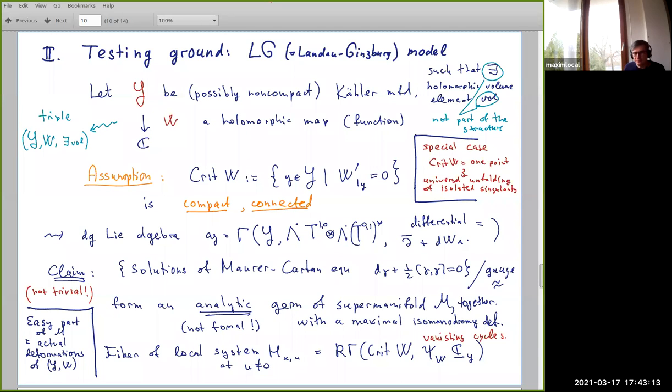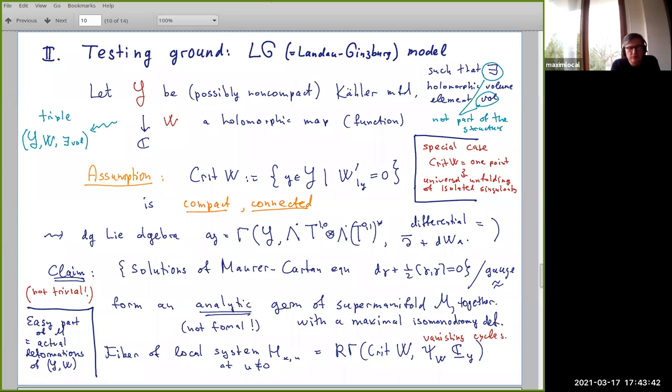So this special case is when it's just one point. In real life, you need only an arbitrarily small neighborhood of this critical locus. So we get an isolated singularity, an isolated critical point of a function. And what I'll construct, in this most classical case, is the universal unfolding of an isolated singularity, which has a dimension equal to the Milnor number, to get a germ of a manifold.